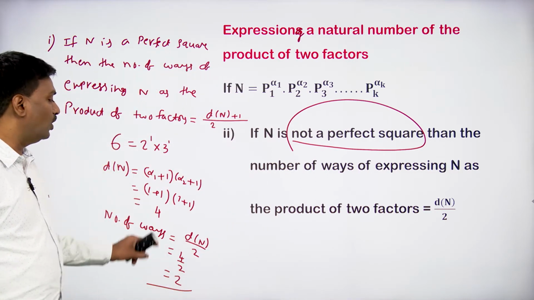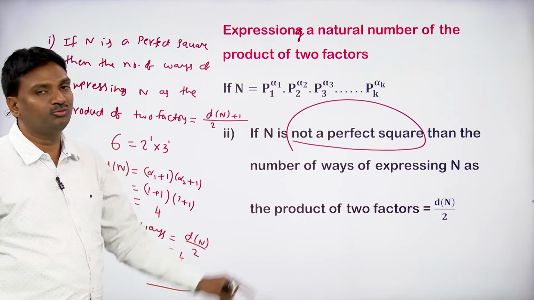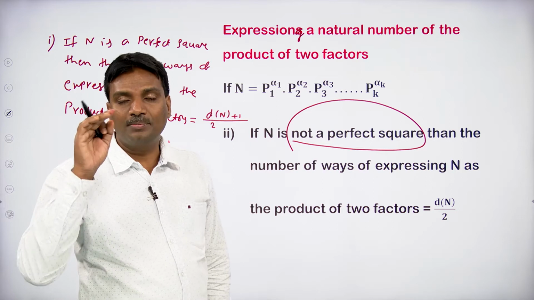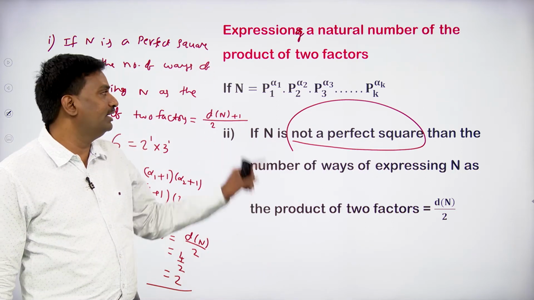So here n is not a perfect square. If n is a perfect square, then we can use the other formula. So to express the given natural number n as the product of two factors, first we have to express the given natural number n like this.